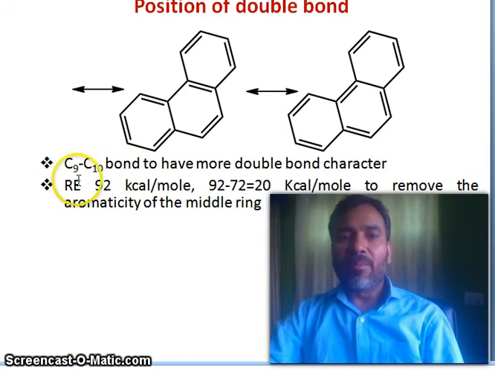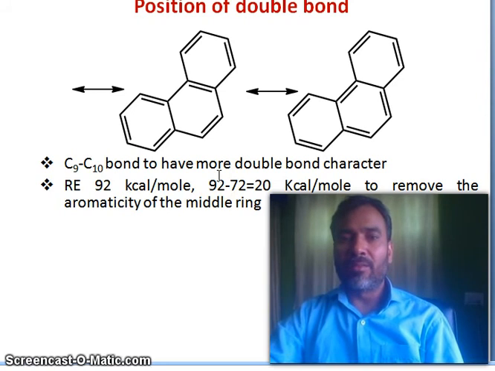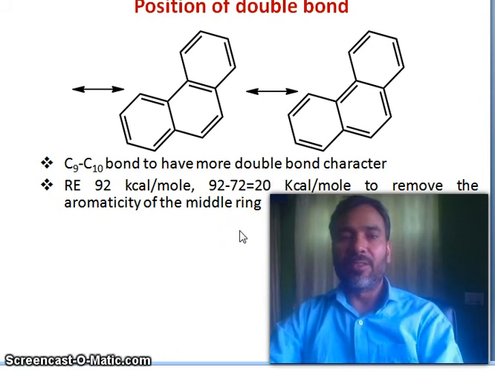Now the bond between carbon 9 and carbon 10 has more double bond character. You know the positions of 9 and 10, and we are saying they have more double bond character with respect to other double bonds. Why? Because the resonance energy of phenanthrene is 92 and that of naphthalene is 72 kilocalories per mole. 92 minus 72 gives 20 kilocalories per mole, needed to remove the aromaticity of the middle ring. Neat.